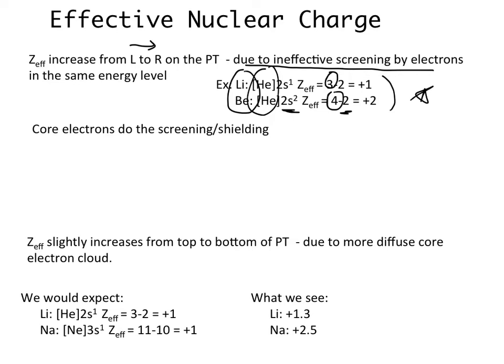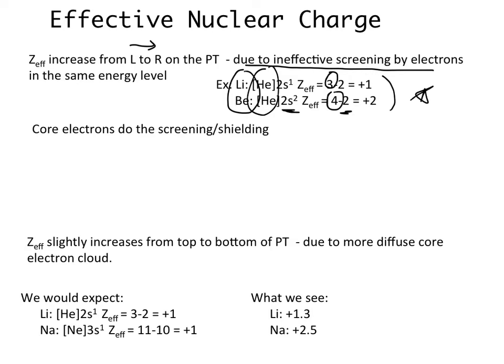Those additional electrons don't actually affect the Z effective, at least not in a very large way. Okay, now remember, we are calculating based on assumptions, based on an average environment. However, the calculations that are done compared to more complicated calculations are actually pretty close.